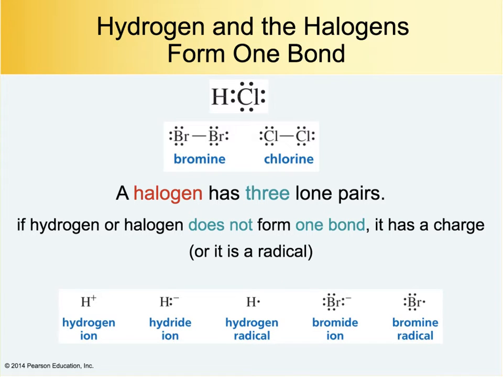Hydrogen we've talked about a little bit. Hydrogen can lose an electron, become a proton, a hydrogen ion. It can gain an electron, become a hydride ion. It can exist as a hydrogen radical. And a bromine can exist just the same way. If it got an extra electron, it would be a minus charge, right? Because now it has an extra electron, so it would be negative. Or it could exist as a radical and have an unpaired electron with its normal 7 valence.